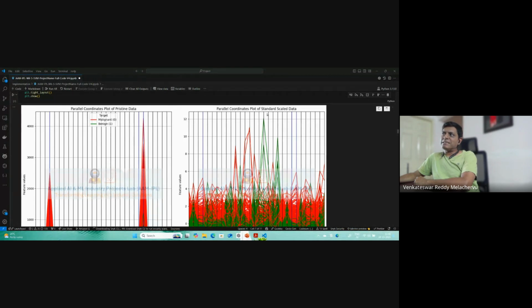What happens when we standardize? What are we doing when we standardize or scale the data? We are centering the data. What does that mean? We are identifying the mean value for each feature and deducting that mean value from each data sample of that feature, and we're dividing by the variance.